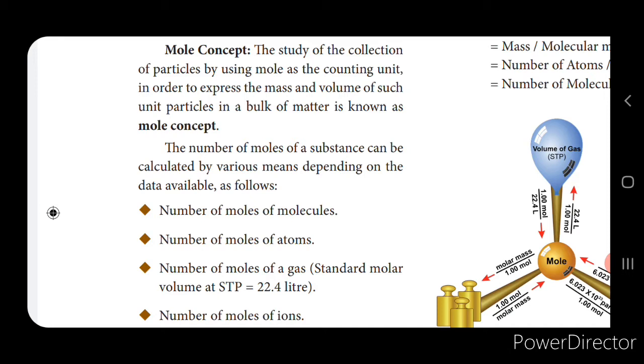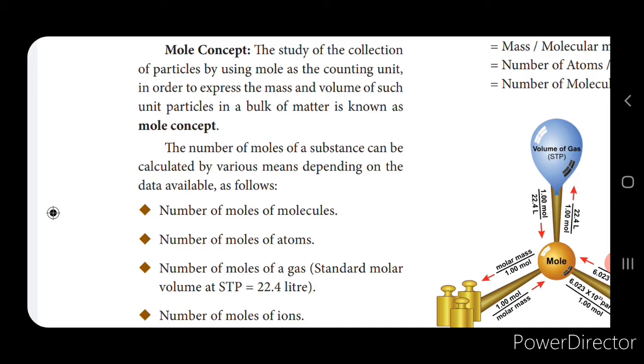Now what is this value? The value is 6.023 into 10 to the power of 23. So 1 mole of any substance contains 6.023 into 10 to the power of 23 entities. Entities are nothing but the particles, atoms, molecules or ions.